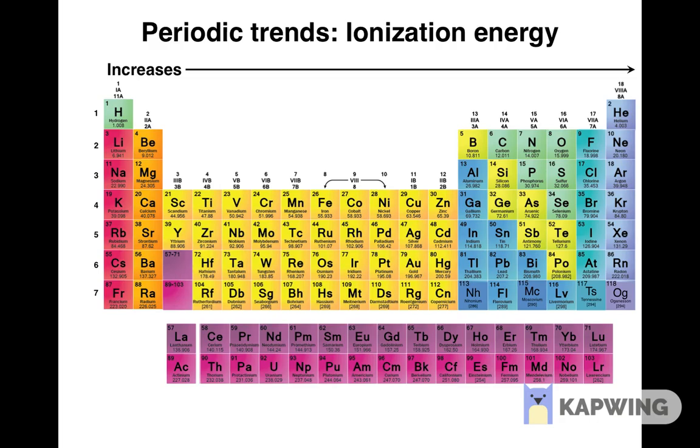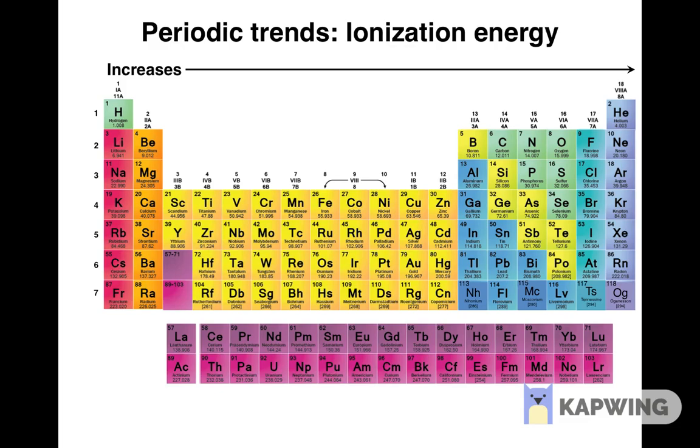For instance, if we consider elements within the second period, lithium will give up its only valence electron, the electron in the 2s subshell, relatively easily, but fluorine will hold on to its 7 valence electrons, 2 in the 2s subshell and 5 in the 2p subshell, very strongly. Therefore, the ionization energy for lithium is lower than it is for fluorine.